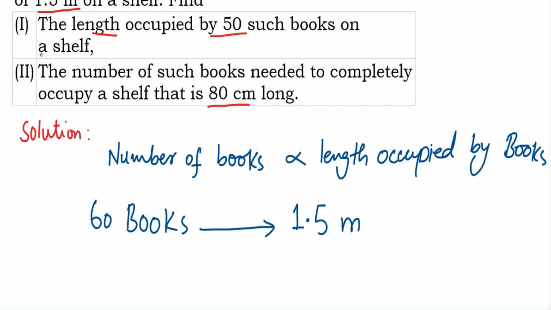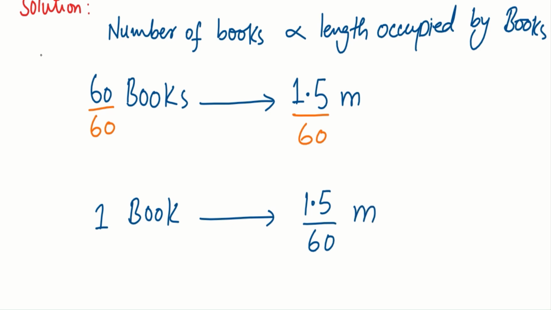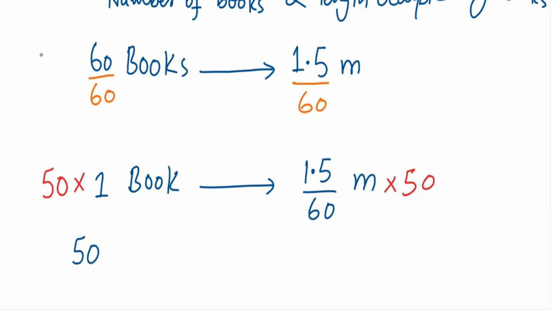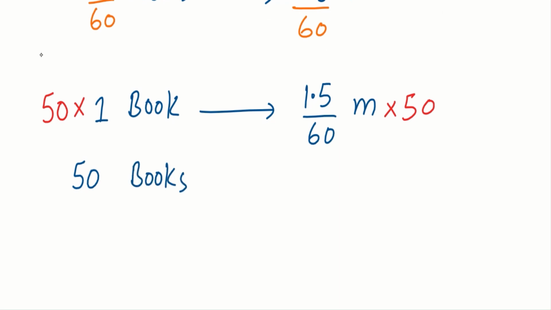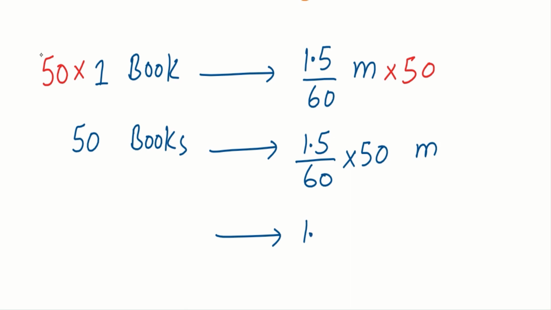Okay, this number is 60. We will convert this number into 1 by dividing both sides with 60, and then what do we get here? 60 over 60 is equal to 1. So one book has a length of 1.5 over 60 meters, and then as we want to convert it into 50 books, multiply both sides by 50, and 50 times 1 is equal to 50 books, and 1.5 divided by 60 multiplied by 50 meters. When we solve this, we get 1.25 meters. So 50 books will occupy a length of 1.25 meters.